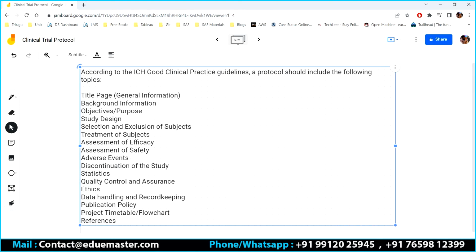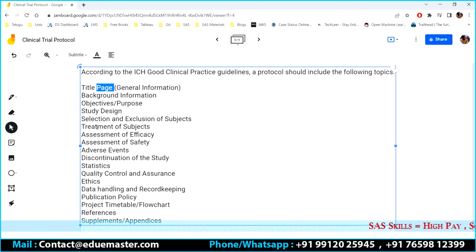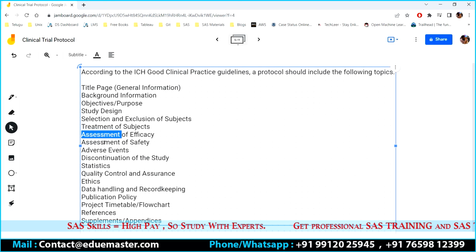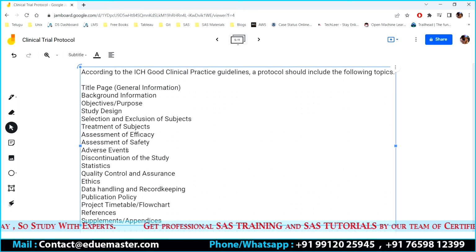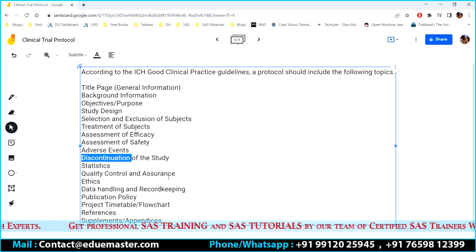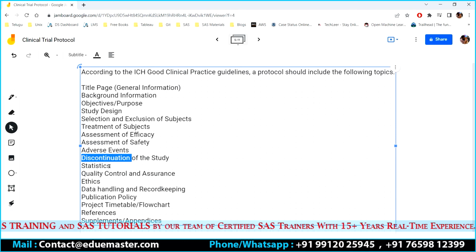Now, if someone asks you what elements a good clinical trial protocol should consist of, these are the elements. What is that? Title, which is very generic. Background information. What is the objective? Study design. Selection and exclusion of the subjects. Treatment of the subjects. How am I assessing the efficacy? How am I assessing the safety? What are the adverse events? Is there a discontinuation of the study? What are the statistics?